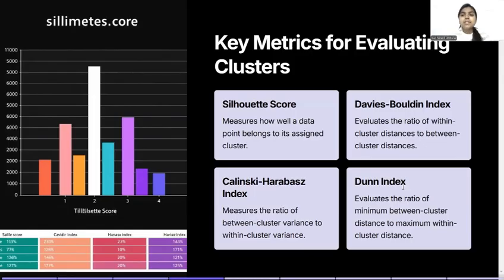Next are key metrics for evaluating clusters. It means intra-cluster distance, like compactness, and inter-cluster distance, like separation. Common metrics are the Silhouette score and the Davies-Bouldin index. Silhouette measures how well a data point belongs to its assigned cluster. Davies-Bouldin evaluates the ratio of within-cluster distance to between-cluster distance. The Dunn index evaluates the ratio of minimum between-cluster distance to maximum within-cluster distance.